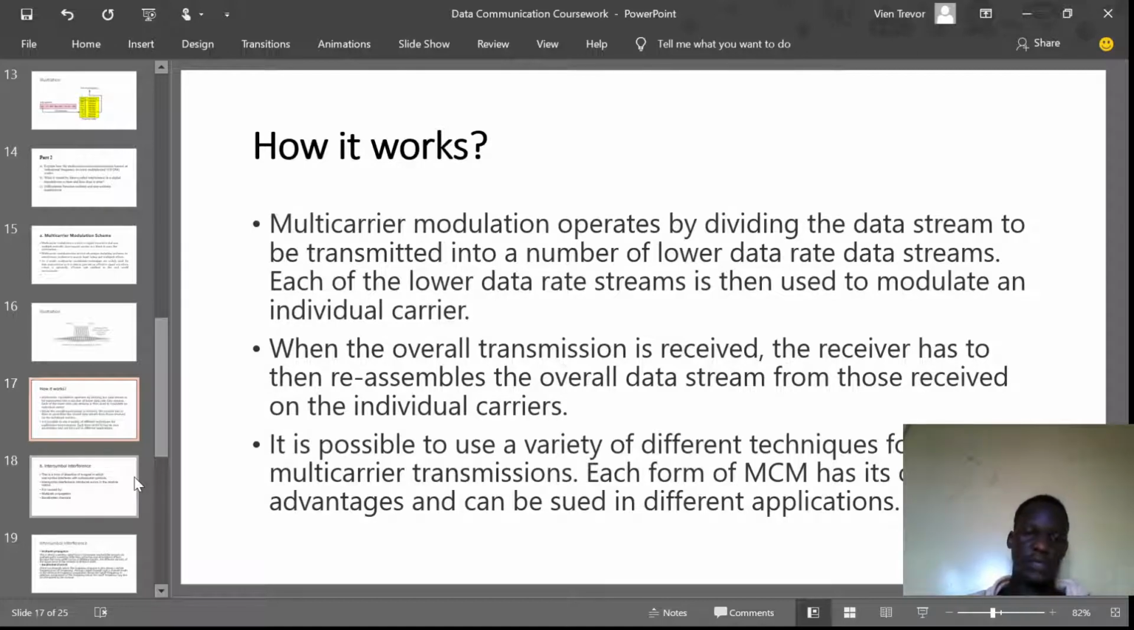So it is possible to use a variety of different techniques for multi-carrier transmissions. Each form of MCM has its own advantages and can be used in different applications.